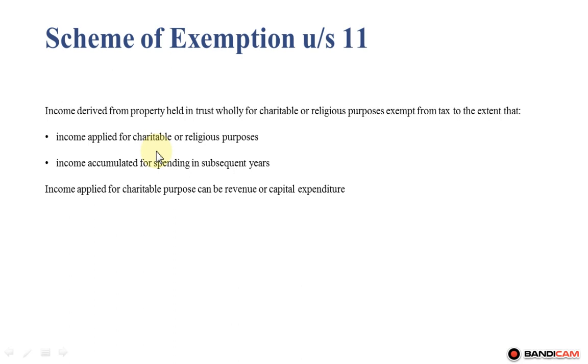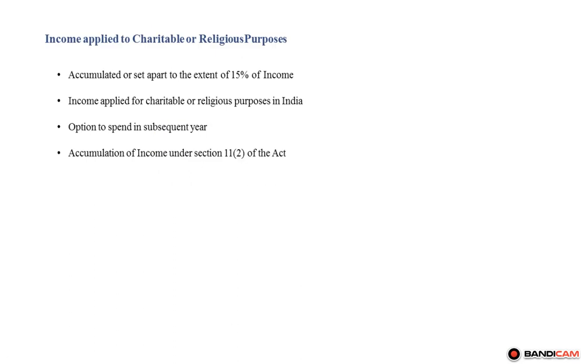Income applied for charitable purpose can be revenue or capital expenditure. So income applied in the revenue or capital expenditure is all considered as expenditure of the trust. We already studied this point, that capital gain is the income of the trust. Same as that, capital expenditure is the expenditure of the trust. Got it? So remember this thing. Then income applied to charitable or religious purposes.